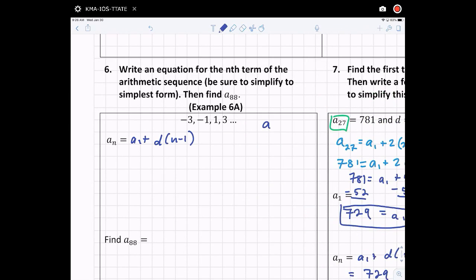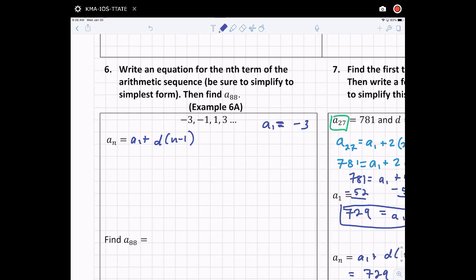I need to know what my a sub 1 is. That should be the easiest part of this problem. What is my a sub 1? -3, yeah. Remember, a sub 1 means it's the very first number in the list. Then the common difference shouldn't be that hard either, but it does take a little bit of work.